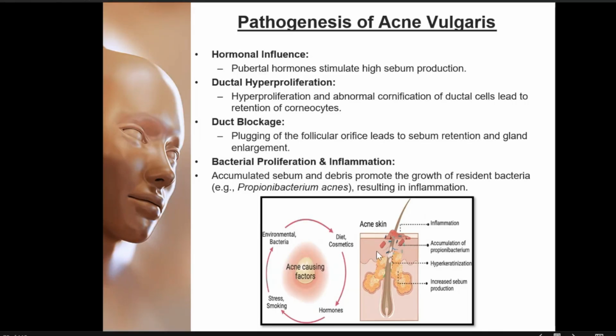If you see this picture, this is the normal shaft of the hair, and this is the sebaceous gland. When there is a blockage of the opening of this shaft, there is a chance of retention of this sebum, and due to the retention, there is a chance of bacterial growth and inflammation. In this way, there is a chance of acne vulgaris in the skin.